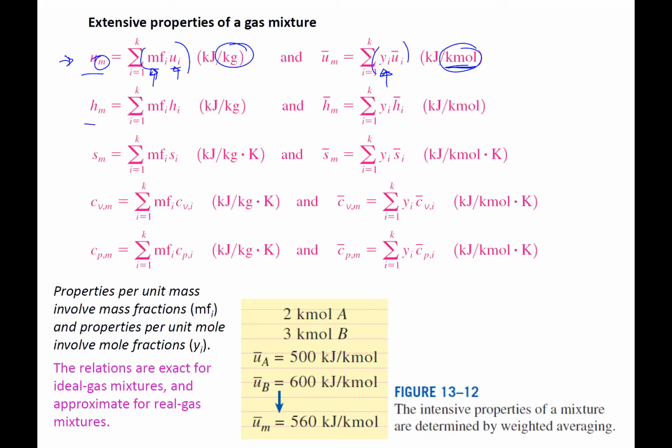And you do the same thing for enthalpy, entropy, CV, and CP. All right. If you're looking for the per unit mass, you use the mass fraction. If you're looking for the per unit mole, you use the mole fraction.